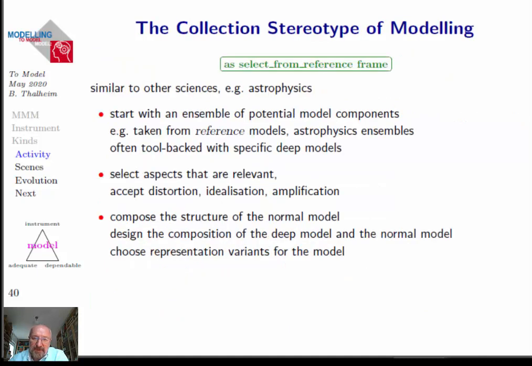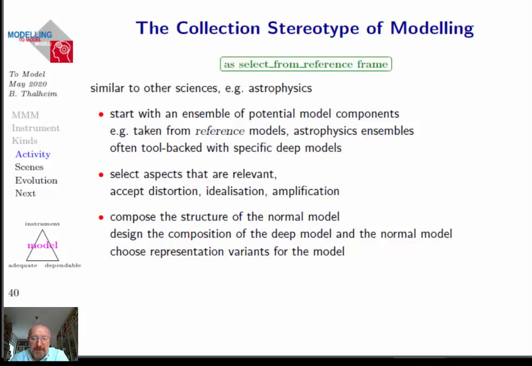In this case, you can say, okay, fine. Let's look again at the search pattern. You can say the search pattern is supported by a collection stereotype of modeling, similar to what we use in our database research: select from where, select from some kind of reference frame. This is similar to what we see in other sciences. I have written here astrophysics as an example.